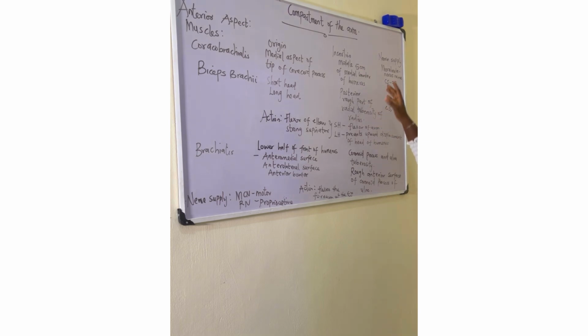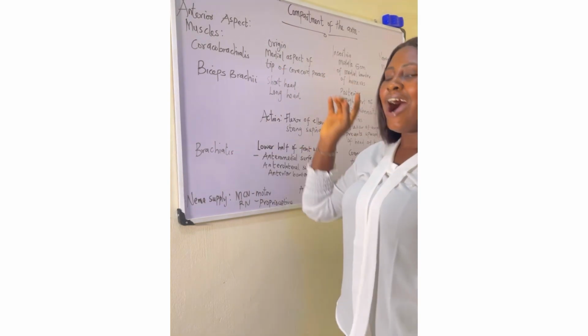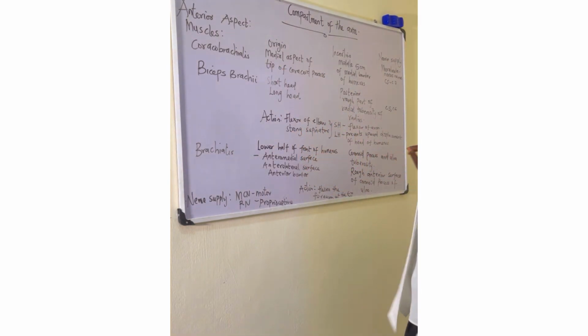Then the next one is the insertion. It is inserted at the posterior rough part of the radial tuberosity of the radius. I don't have the bone of the radius. I would have shown you the radial tuberosity, but I'm going to drop the picture at the end of this video for you to appreciate it the more.